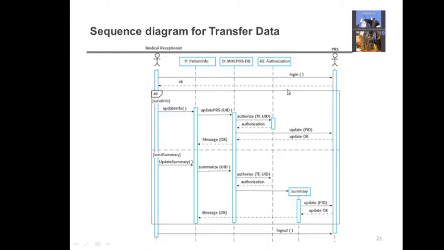Now the second example. This is for transferring data by a medical receptionist to the patient record system. This is again for the one we have prepared the use case diagram, transferring of data by a medical receptionist to a PRS. Now the detailed interactions are represented here. So first of all, identify the actors. There are two actors here. One is a user, that is a medical receptionist, and another one is an external system, that is PRS, patient record system. Then three classes again are involved here: patient info, database class, and an authorization class.